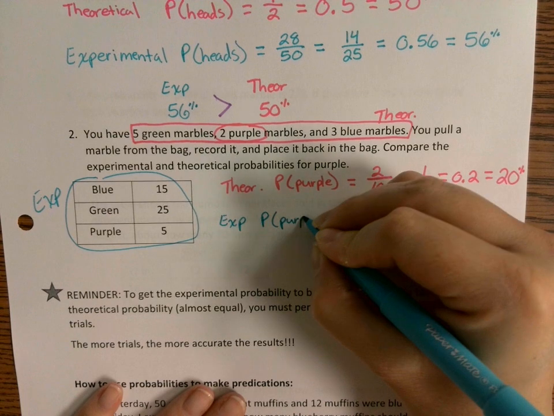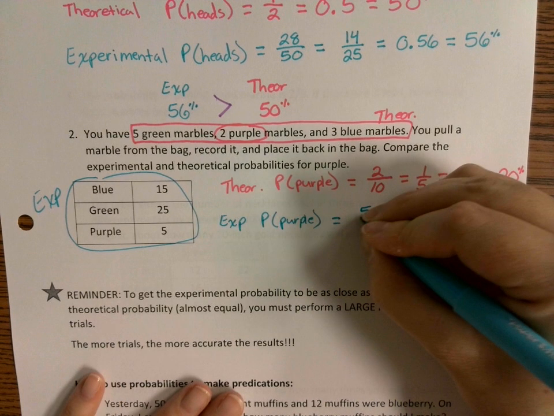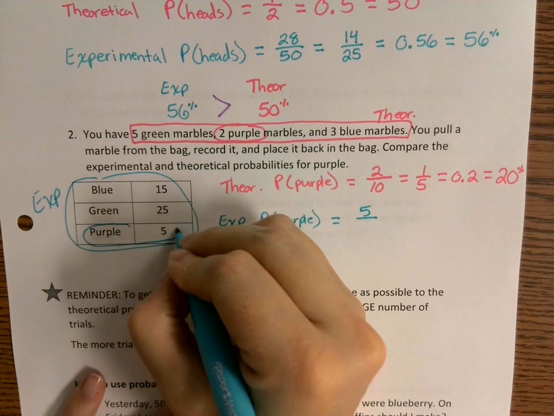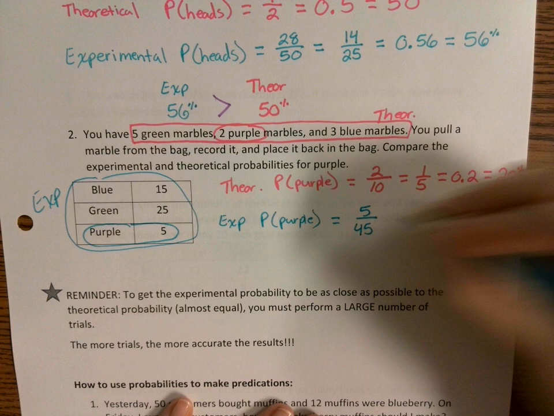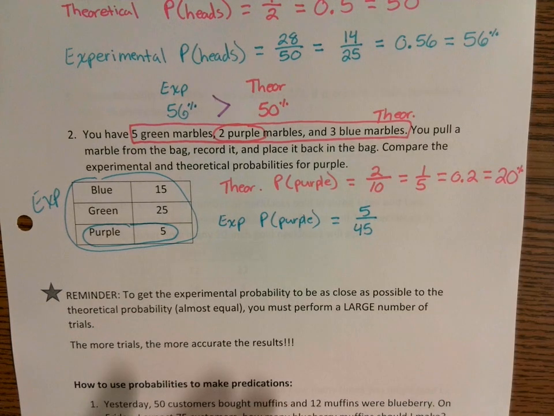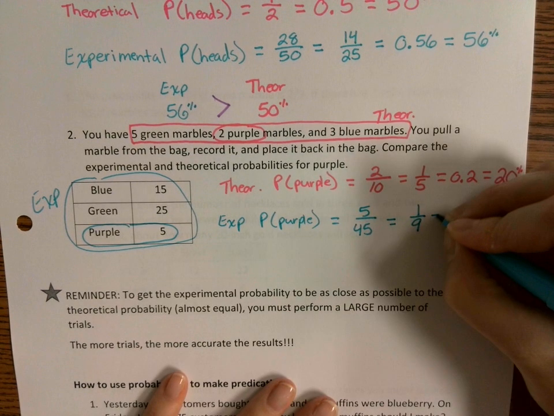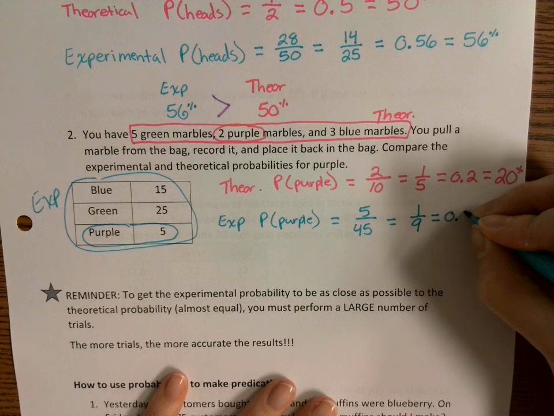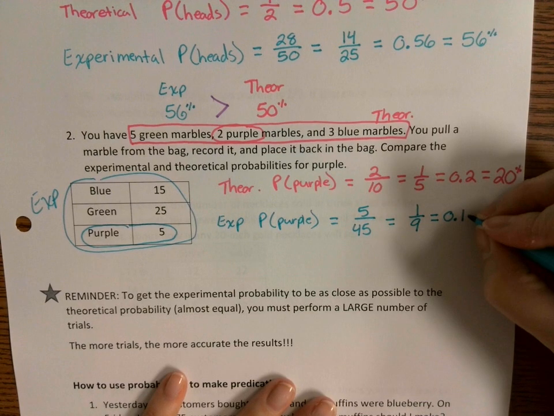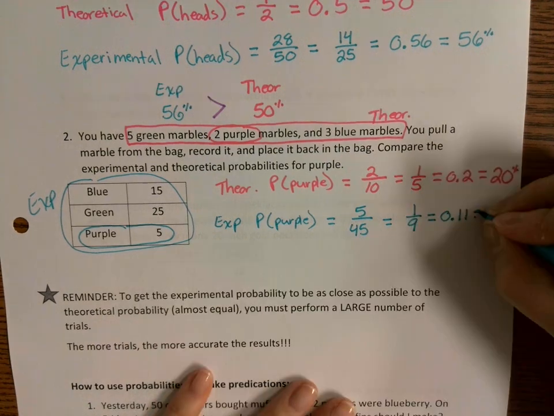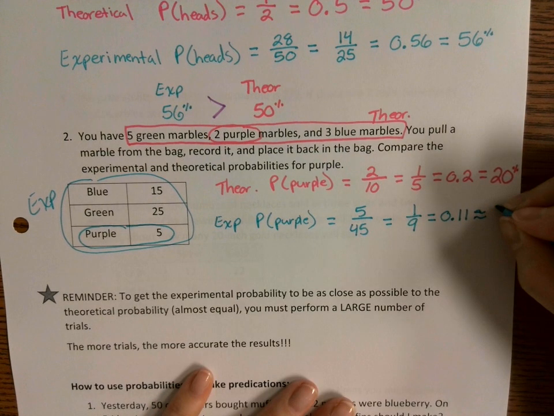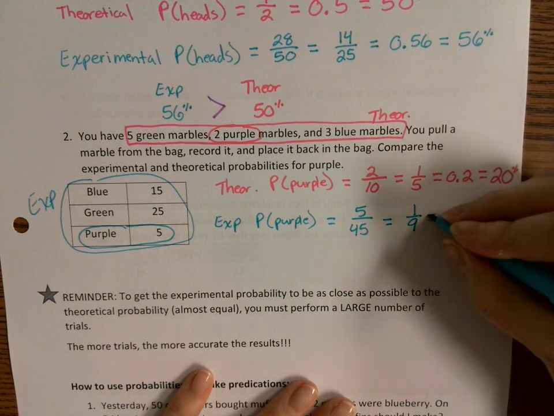Out of how many total trials? 45. So 5 over 45 can simplify to 1 over 9. 1 over 9 is going to come out to 0.1 repeated, or we'll just go ahead and put a 0.11, and that's approximately 11%. Approximately. Okay, so instead of putting equals, we're just going to put the little wavy sign.